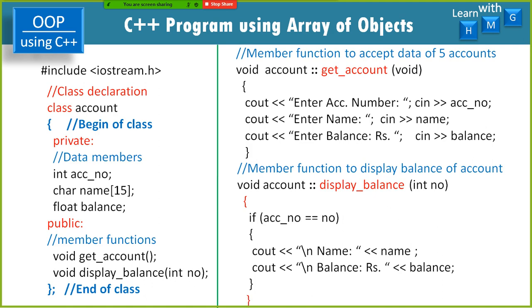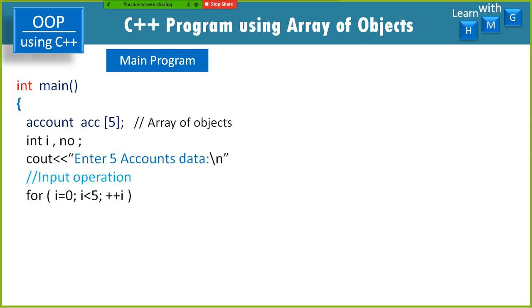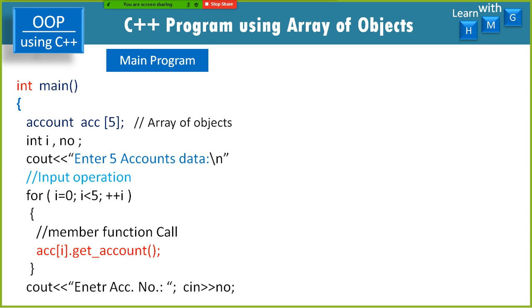So like this we have defined our class, and then in the main program we have created an array of objects, ACC of 5 objects, that is 5 accounts. Then we accepted the 5 accounts' data by setting a loop, I equal to 0, I less than 5, and within the loop the member function get account is called by the array of objects, that is ACC of I dot get account. This get account function is called 5 times, and like this the data of 5 accounts is accepted.